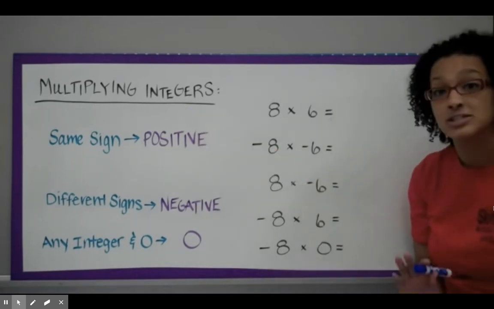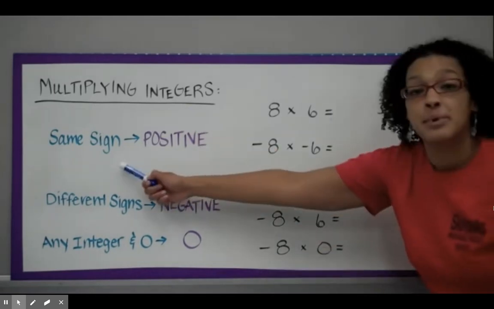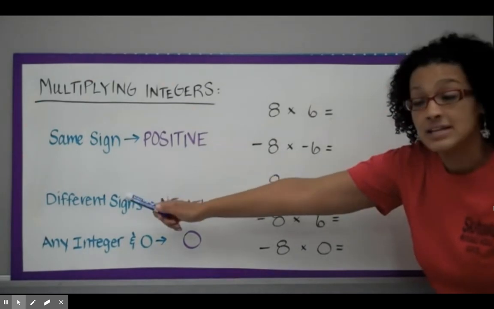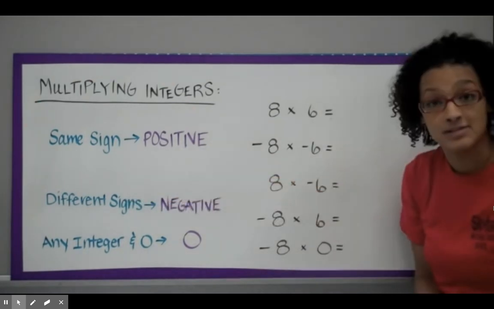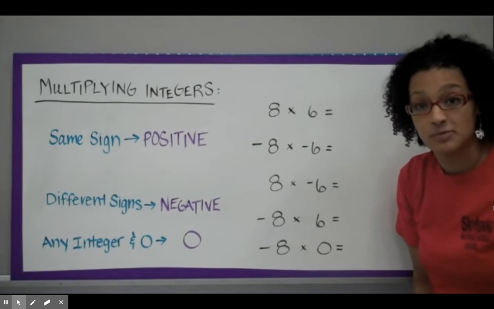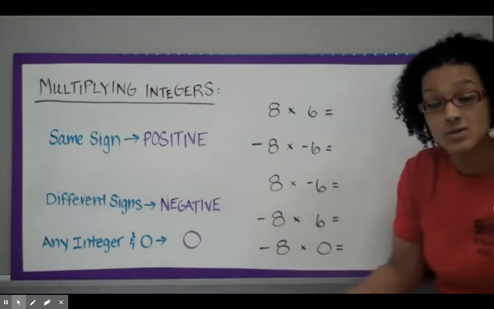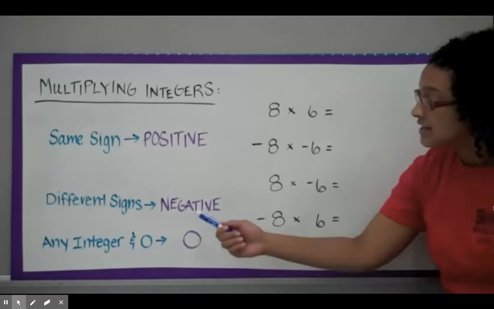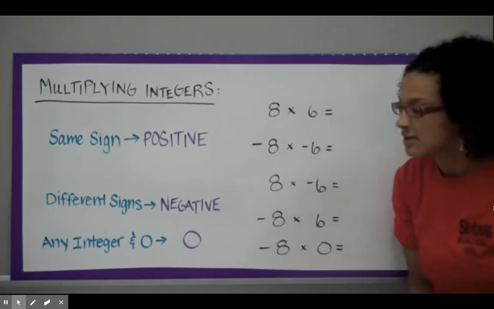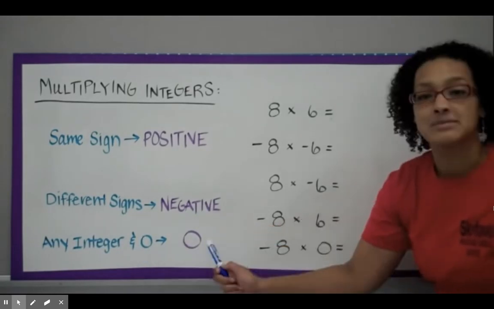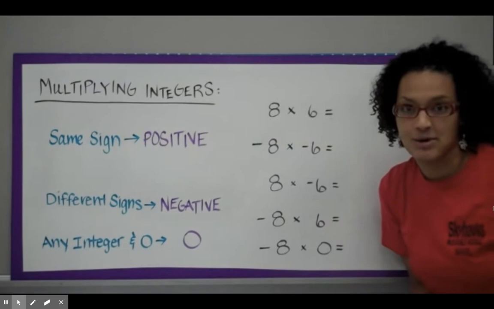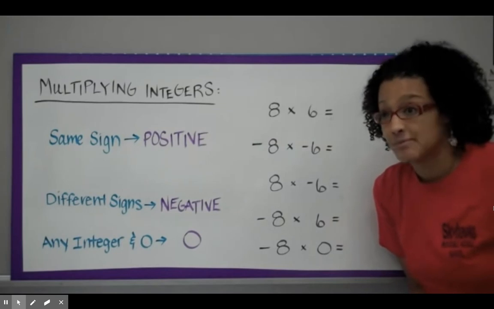If you're multiplying two integers, if they both have the same sign, your answer is going to be positive. So if they're both negative or if they're both positive, your answer is going to be positive. If they have different signs, one is negative and one is positive, then your answer is going to be negative. And if you multiply anything times 0, the answer will just be 0. So let's take a look at some examples.